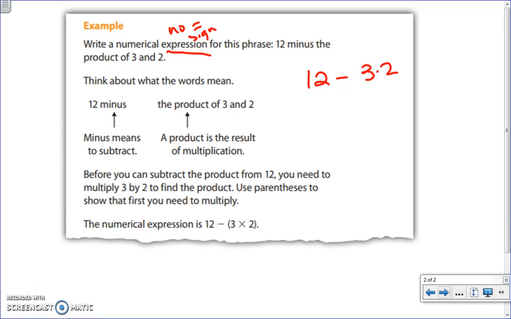Now, in the book it says before you can subtract the product from 12, you need to multiply 3 by 2 to find the product. Use parentheses to show that you first need to multiply. So the numerical expression could be 12 minus 3 times 2.